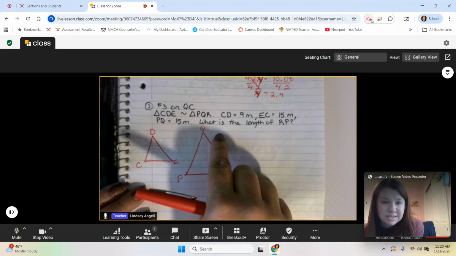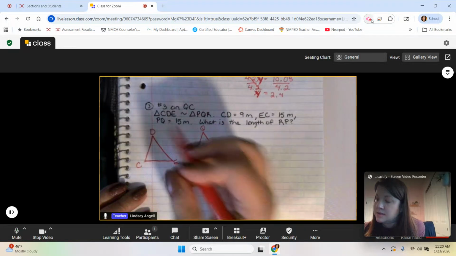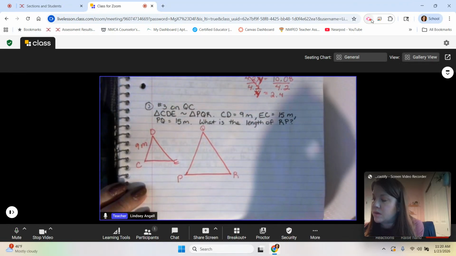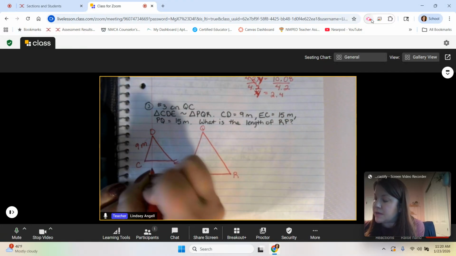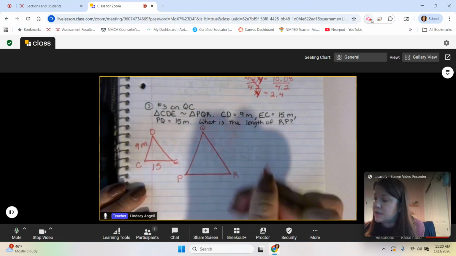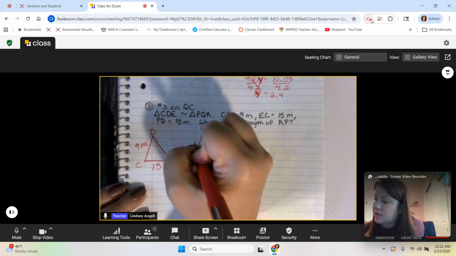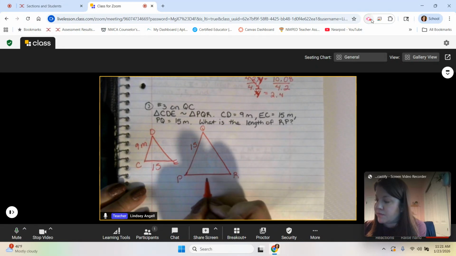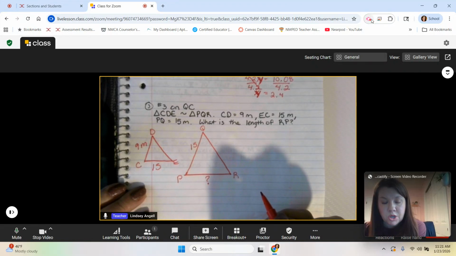So now let's see what information we have. We know that side CD, that's this right here, is 9 meters. We have EC, okay, that's this down here, that's 15 meters. And then PQ is 15, okay? And we're looking for RP, we're looking for this guy, okay? That's what we're looking for.